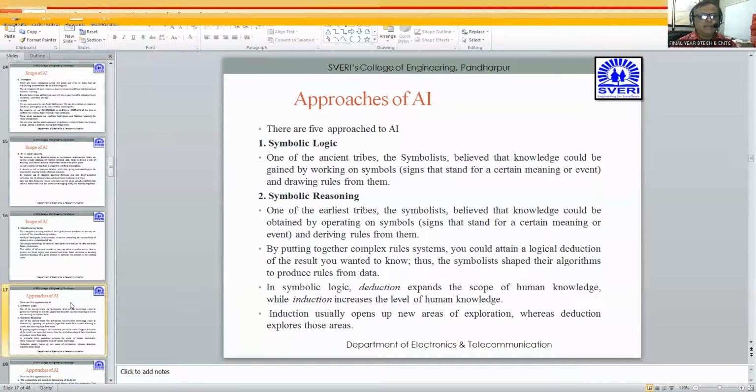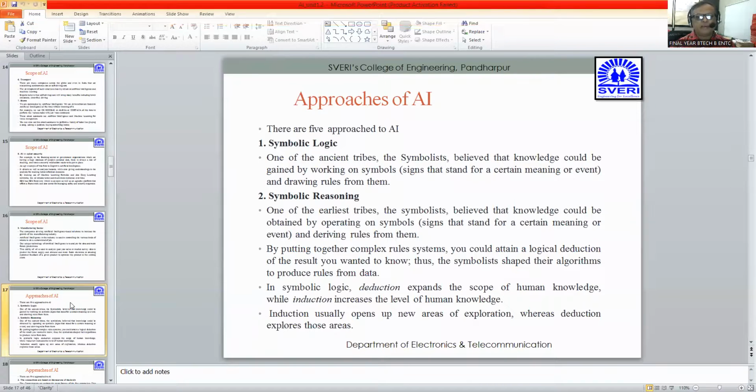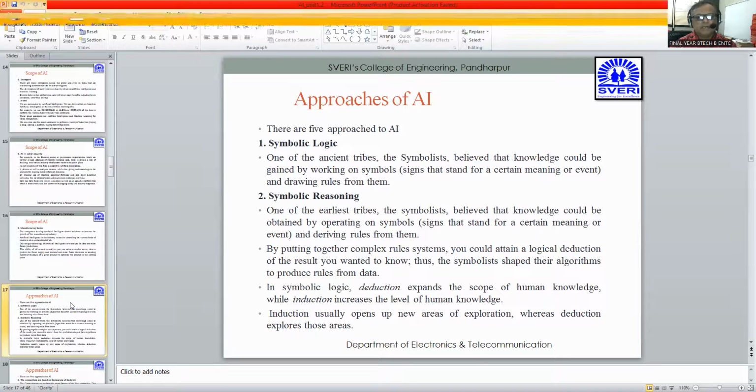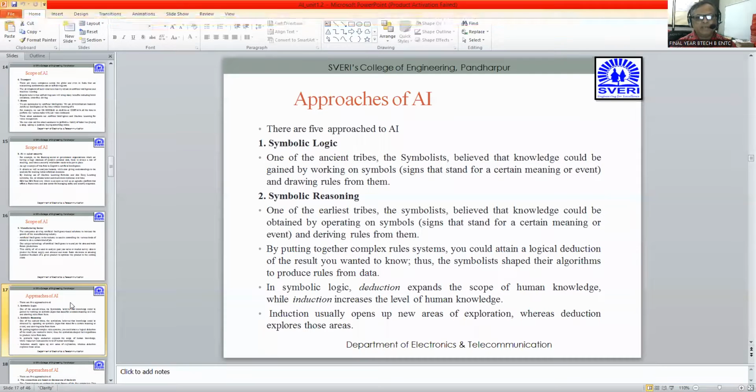One of the ancient tribes, the symbolists, believed that knowledge would be gained by working on symbols, signs that stand for a certain meaning or event. Obviously, every symbol has some kind of meaning. Even alpha, delta, gamma, all these things are symbols. Even eta, for efficiency. Likewise, there are symbols which stand for certain meanings or events.